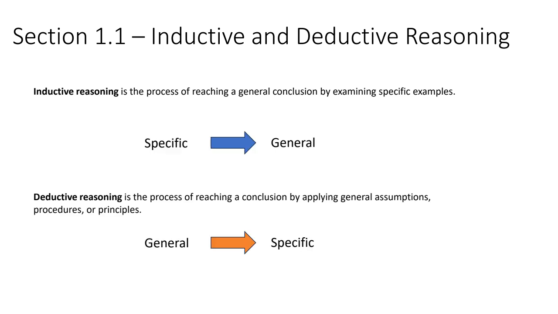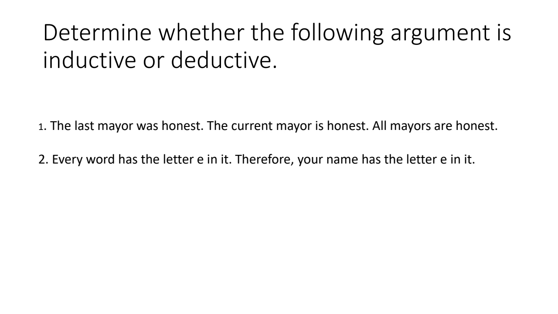This diagram is supposed to remind you. The idea is that inductive reasoning goes from specific examples to a general conclusion for all examples. And deductive reasoning is when you prove everything in general, and it applies to all the specific examples. Let's take a look at some more specifics.